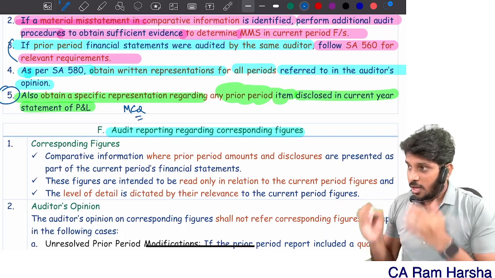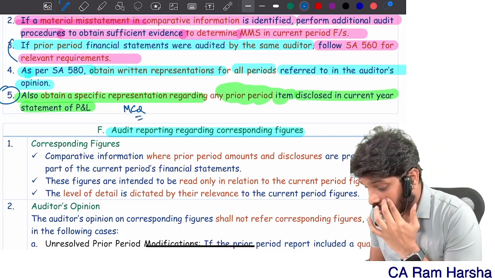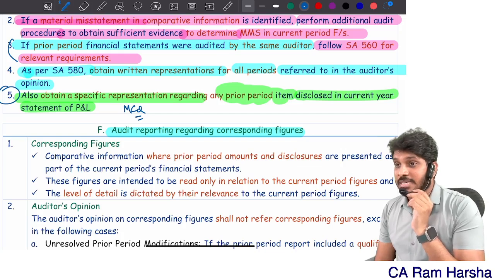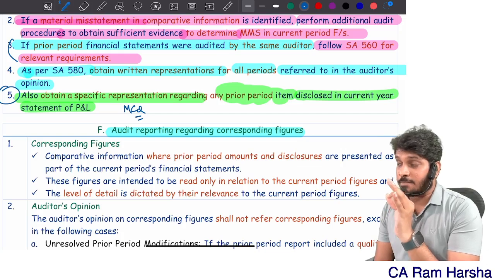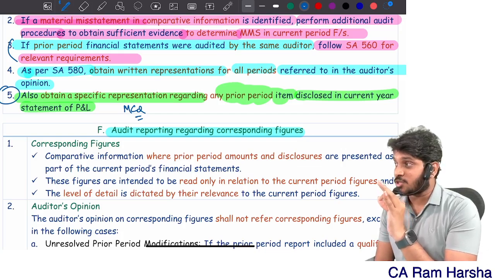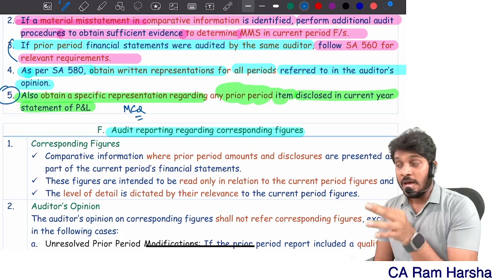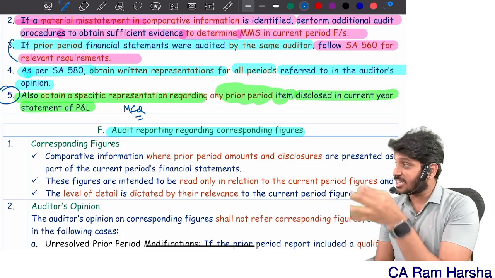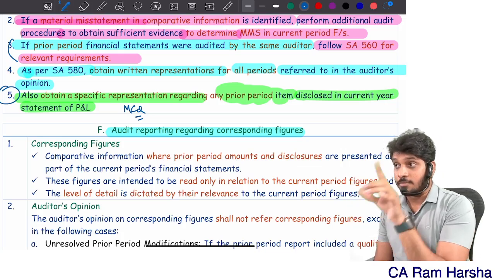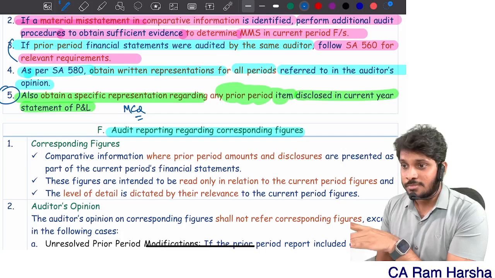MCQ. 1. The auditor has to obtain a general written representation for the amounts presented in the financial statements towards comparative information. 2. The auditor shall obtain a general representation as well as a specific representation related to prior period items. Option 2 is correct. Are you getting it?